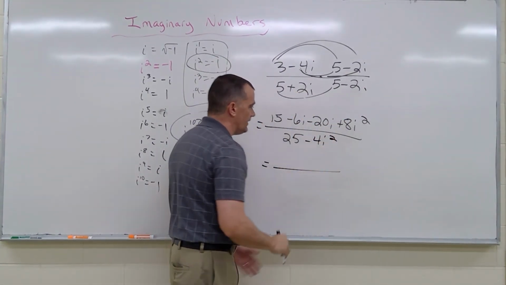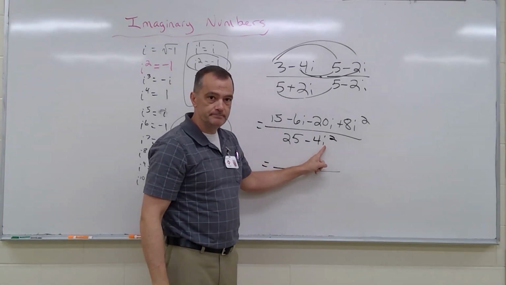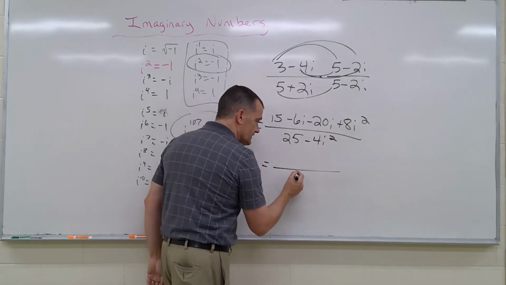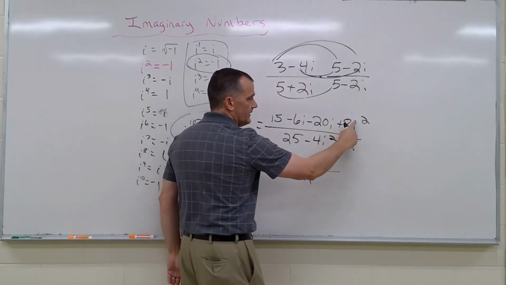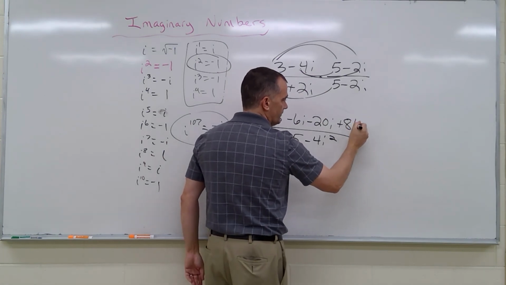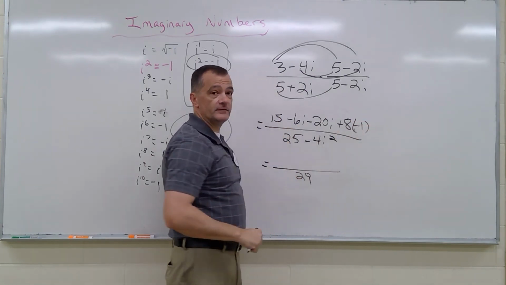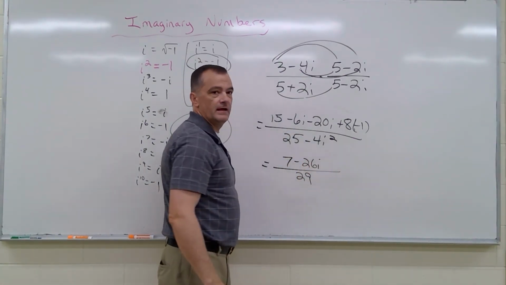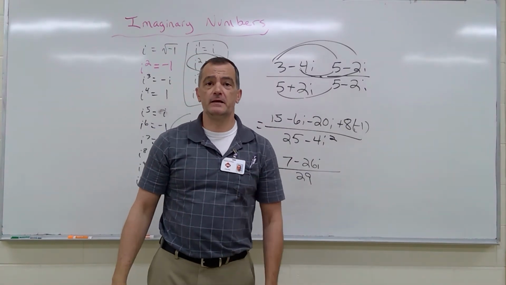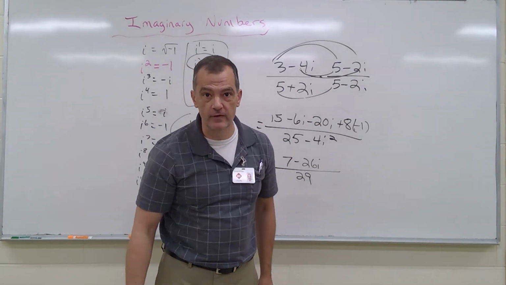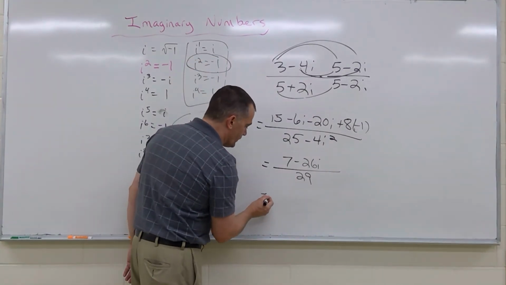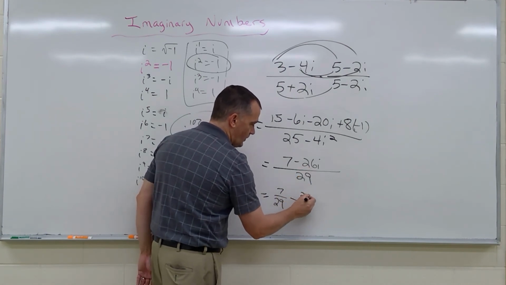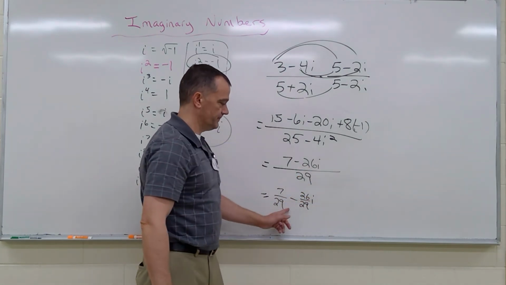So what we end up getting now, keep in mind, i squared is negative 1. So a negative 4 times negative 1 is a positive 4. That will give us a denominator of 29. Again, this i squared right here is negative 1, so negative 8 and 15. 15 take away 8 is 7. And then we have minus 26i. The way the textbook, and my math lab, would want you to write this is 7 over 29 minus 26 over 29 i.